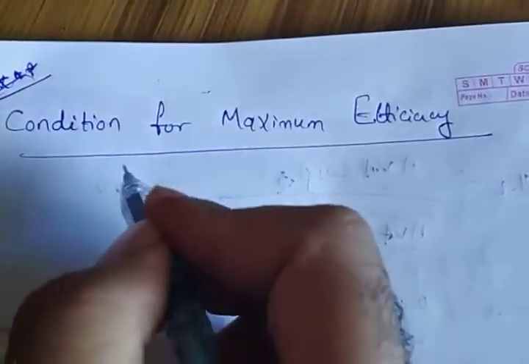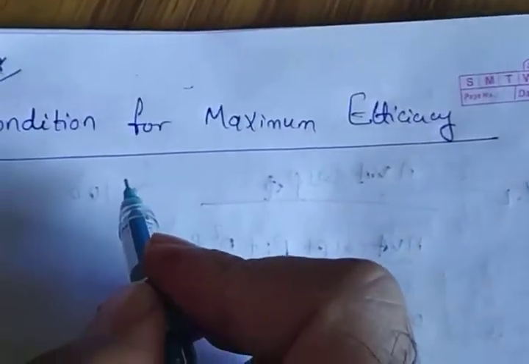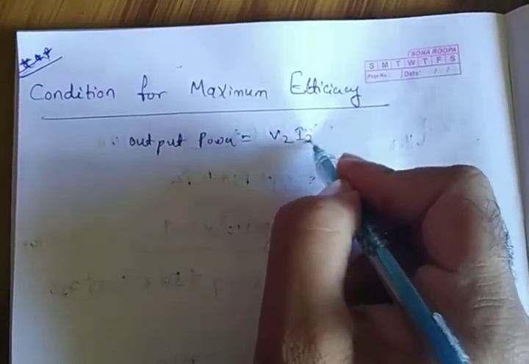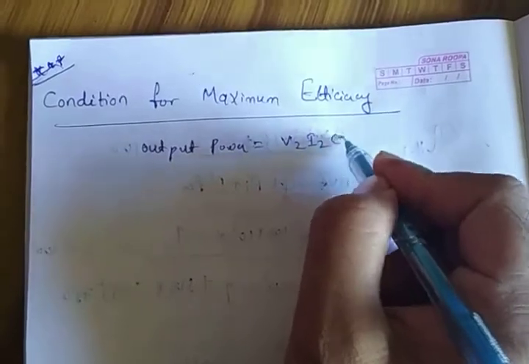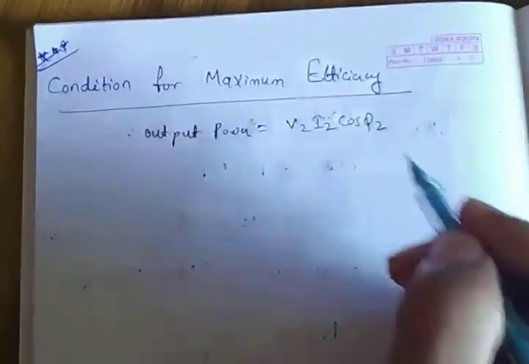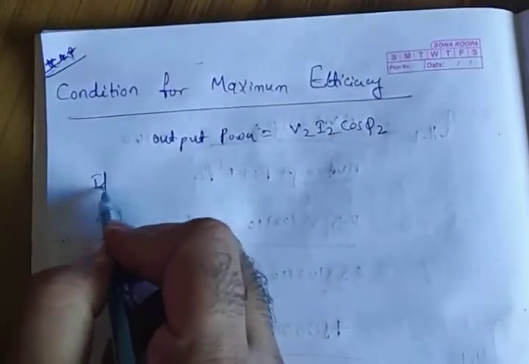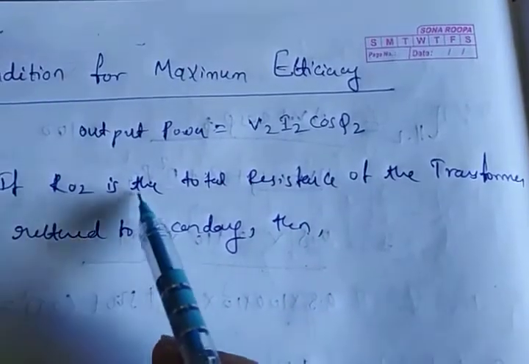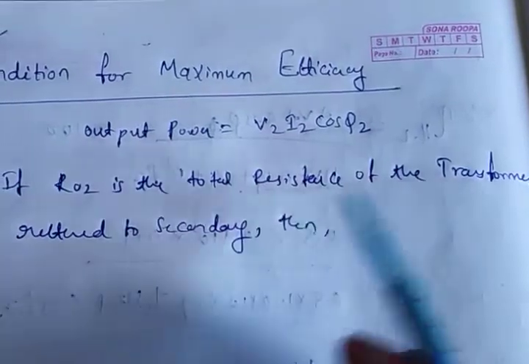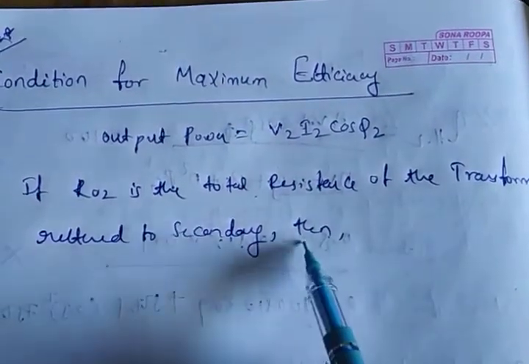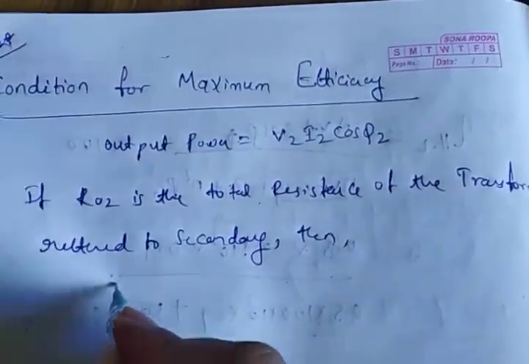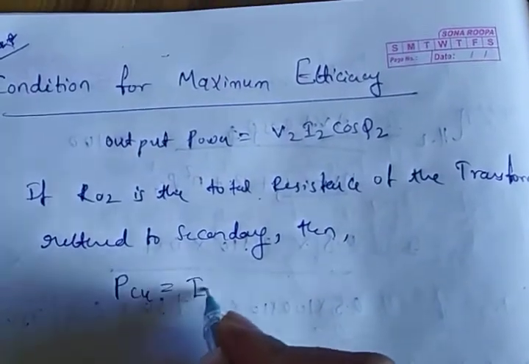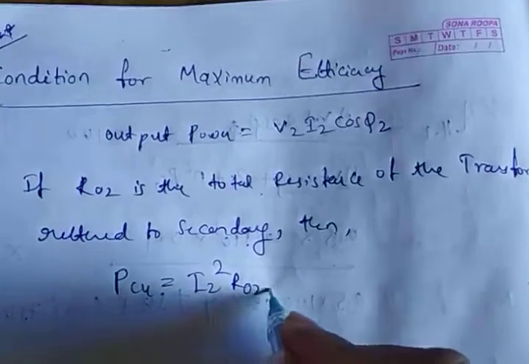As you all know, the output power of a transformer is V2 I2 cos φ2 on the secondary side. If R02 is the total resistance of the transformer referred to secondary, then we can write the copper loss PCU is equal to I2 square into R02.